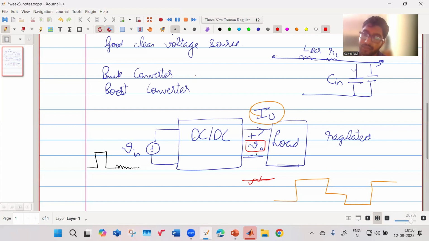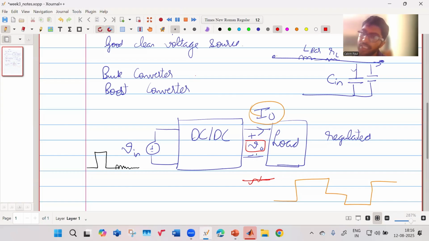So these are some of the objectives of these converters: you want to maintain a regulated output voltage. There are various disturbances: your load current can change, the input voltage can change. There are various parasitics also inside your converter. And there will be a lot of measurement noise also.